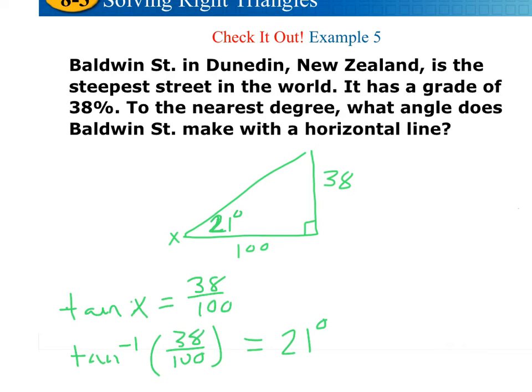So if this angle here is 21 degrees, what's our other angle going to be? 90 minus 21, which would be, oh, not 79. 69. 69 degrees. That's what I said.